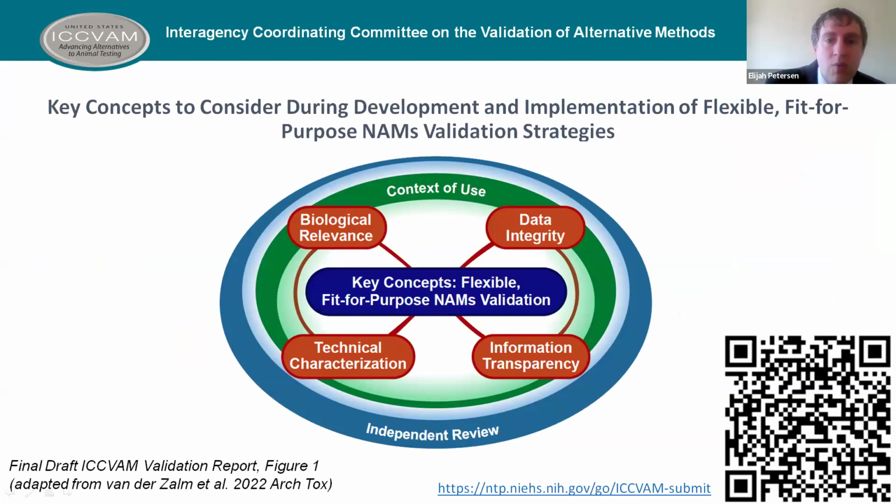So again, at the center of this, we want flexible, fit-for-purpose NAMs for validation. How do we get there? Well, there are these different components: biological relevance, data integrity, technical characterization, and information transparency. Underlying a lot of those are context of use and independent review, where the NAM is evaluated across some set of criteria. Again, this figure is adapted from the van der Zalm et al. paper that came out back in 2022. So let's go into each of these topics in a little more detail.